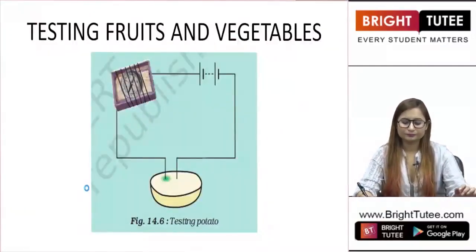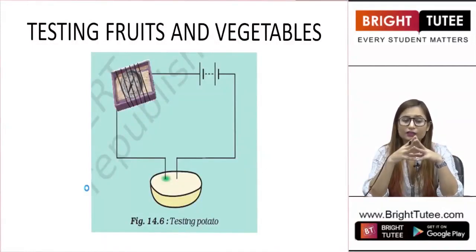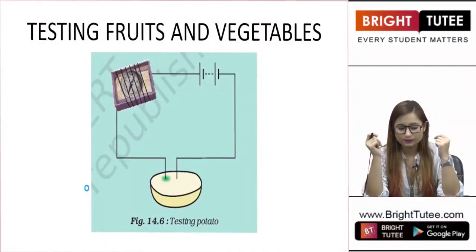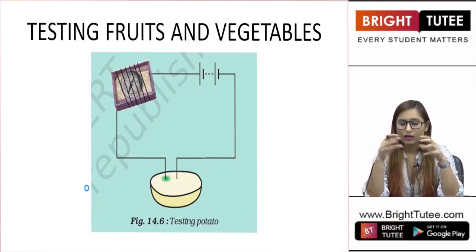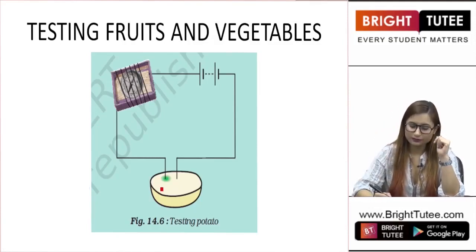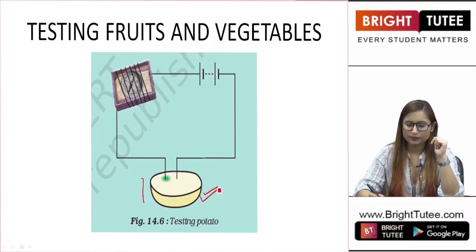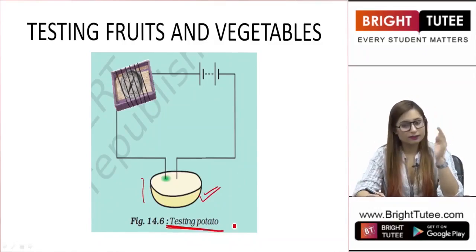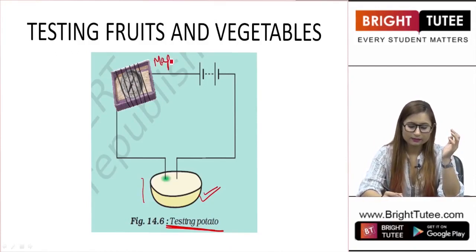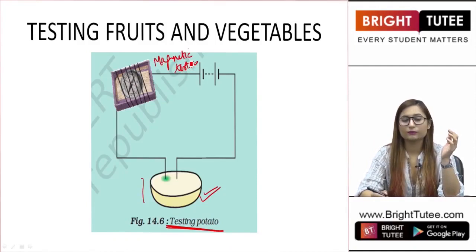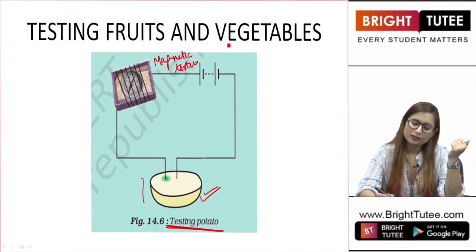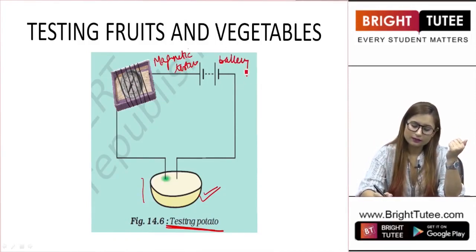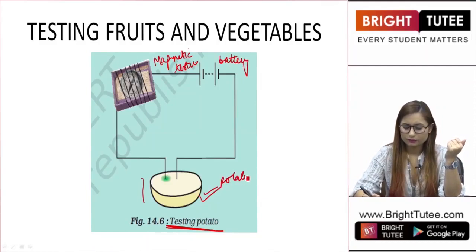Now students, another activity in front of you, we will be testing fruits and vegetables. Now students, you have a circuit in front of you. For example, we have taken a potato to complete the circuit. This is a potato. How are you going to test it? You are going to make a circuit. This is a magnetic tester with a compass and a matchbox, as we have just discussed in the first lecture. Then this is the battery. This is the potato. And these are conducting wires.